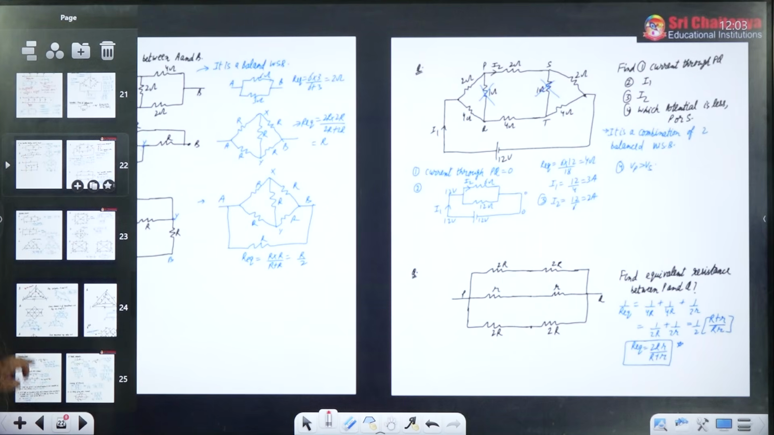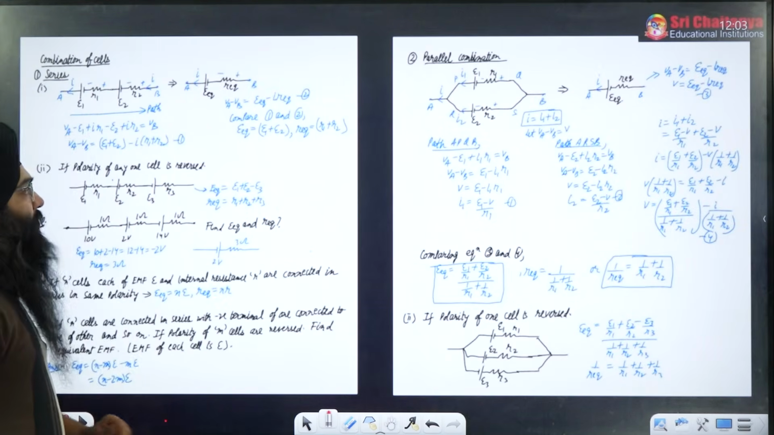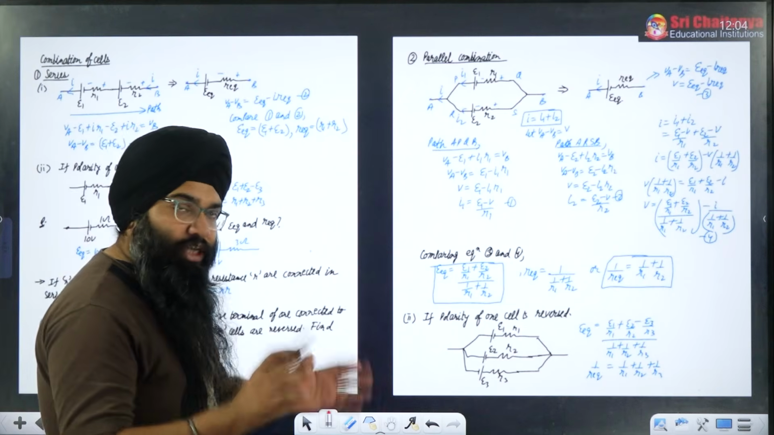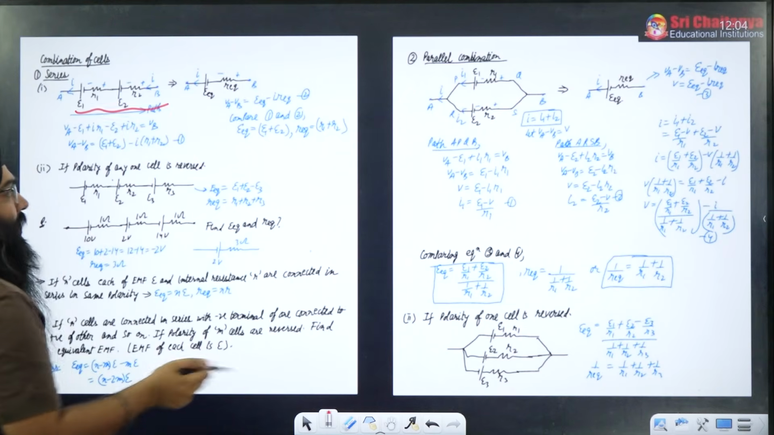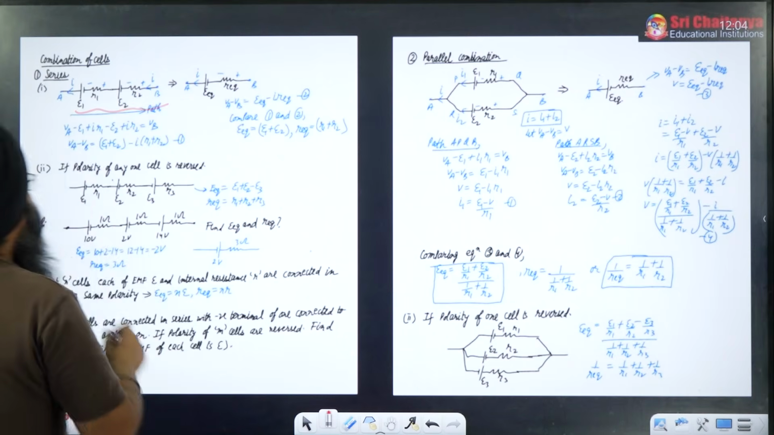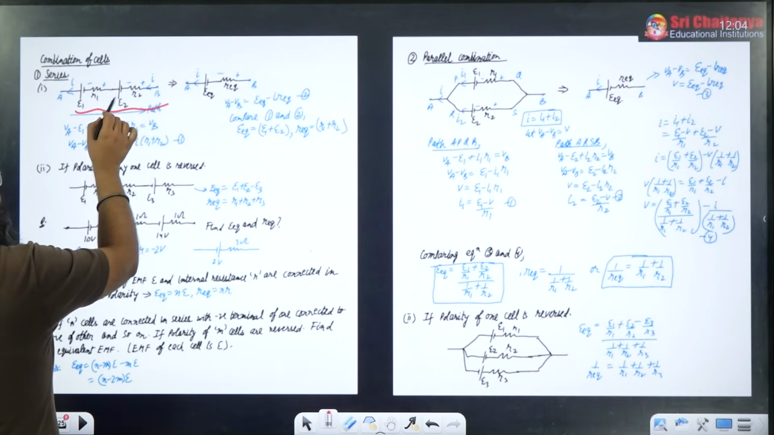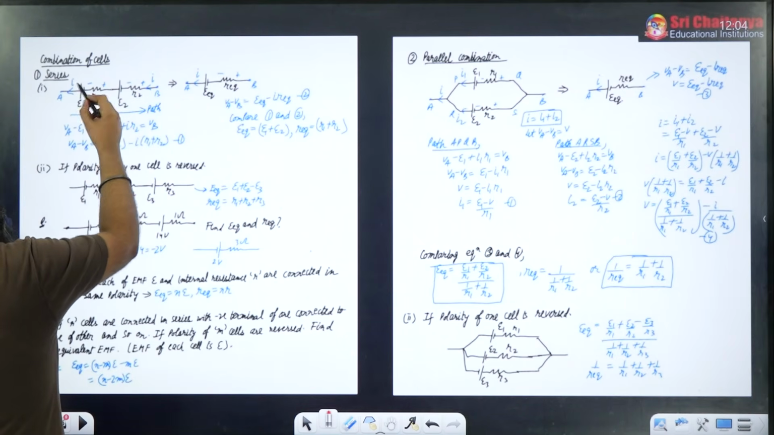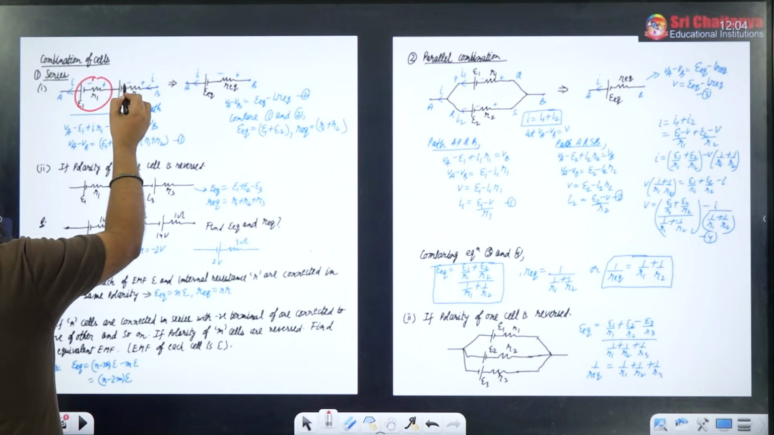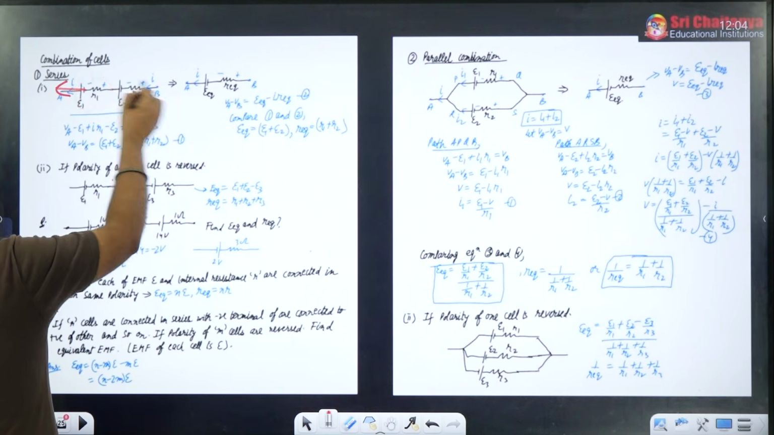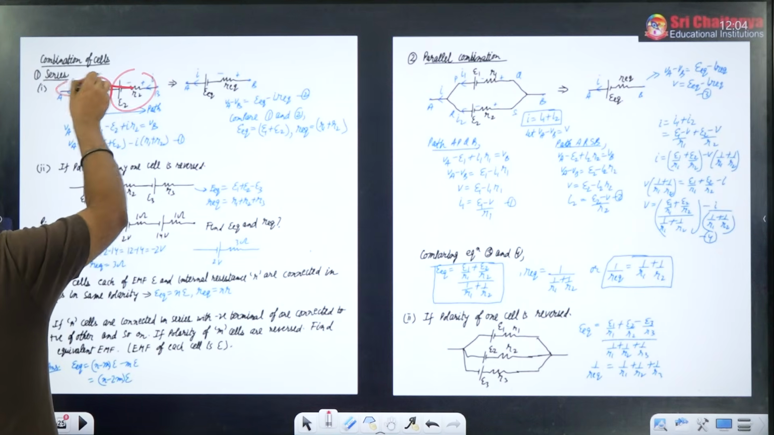Okay, let's move forward. Then comes the concept of combination of cells. In combination of cells, what do we mean? You can connect cells in series, or you can connect cells in parallel. If you connect the cells in series and both have the same polarity, that means due to both the cells the current is going in the same direction. Due to this cell also it is going in this direction, this cell also is going in this direction.